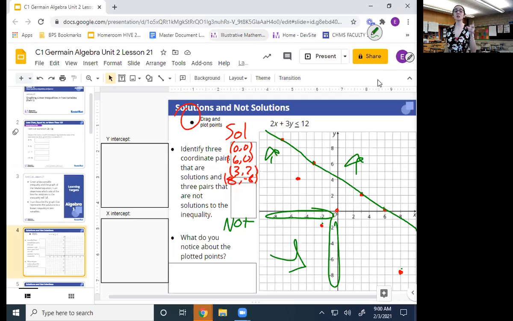No. Very good. There are no points, like if you were to take 4, 4, that would not be a solution if you plugged it in. Good. So what are some points that you said were not solutions then? What were some coordinate points that you said were not solutions to this inequality?